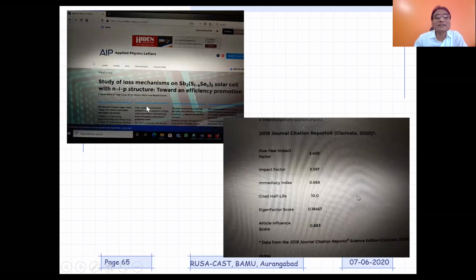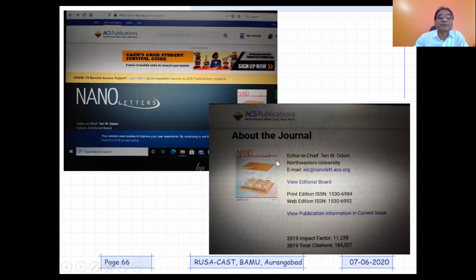Then this is another journal, in fact Applied Physics Letters. You can see Applied Physics Letters has a 5-year impact factor of 3.4, yearly impact factor 3.5, and all parameters have not been mentioned here, but you can see all those things on the website of this journal. This is another very important, very high-quality journal from American Chemical Society publications, Nano Letters.